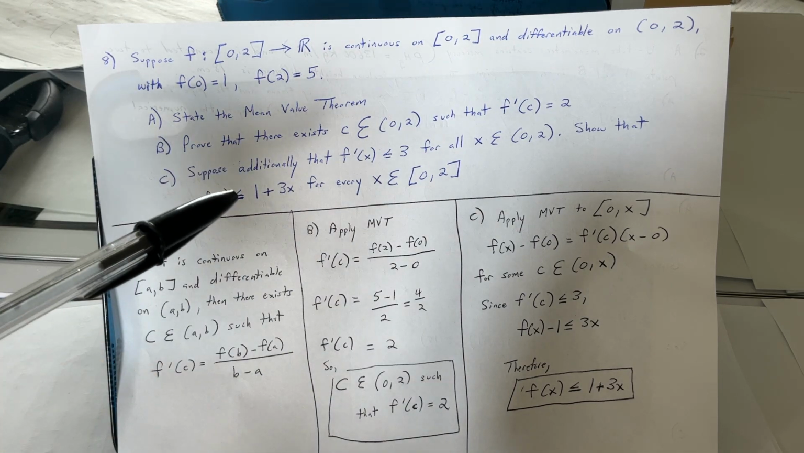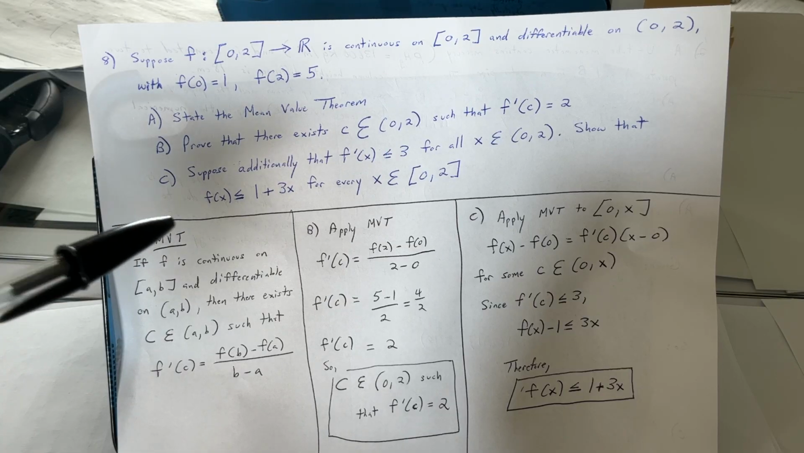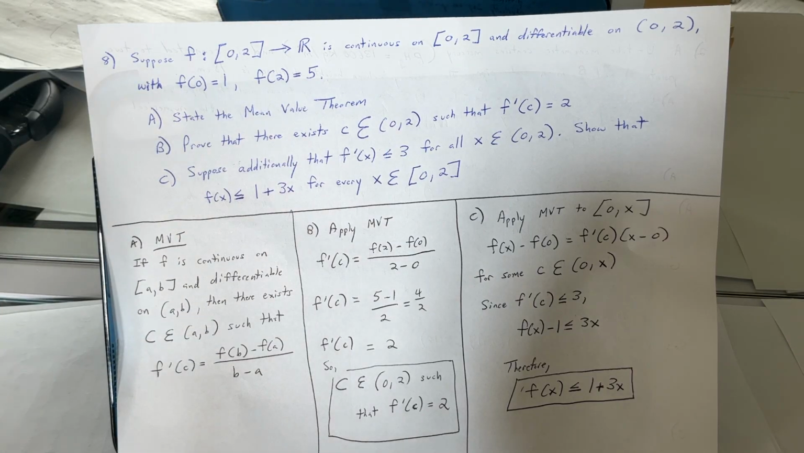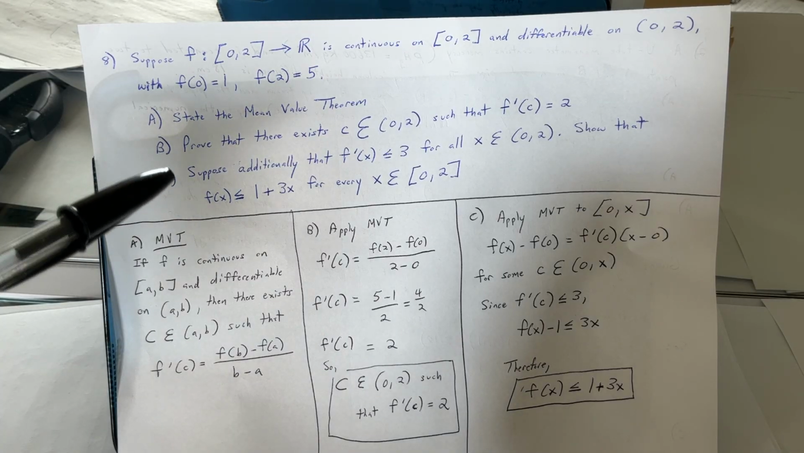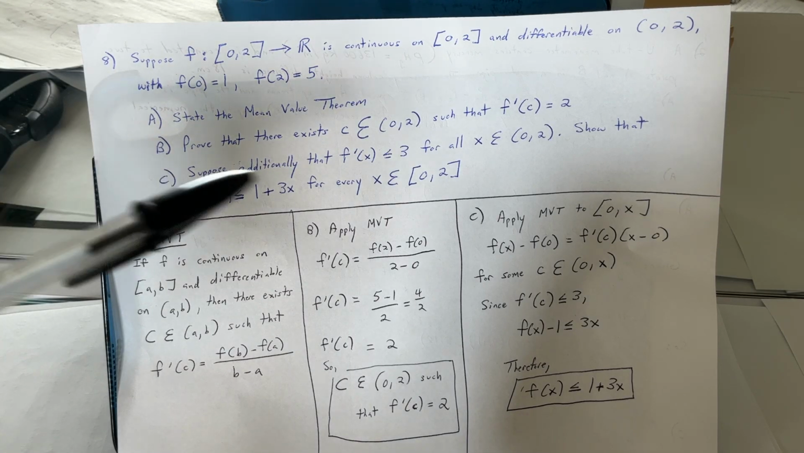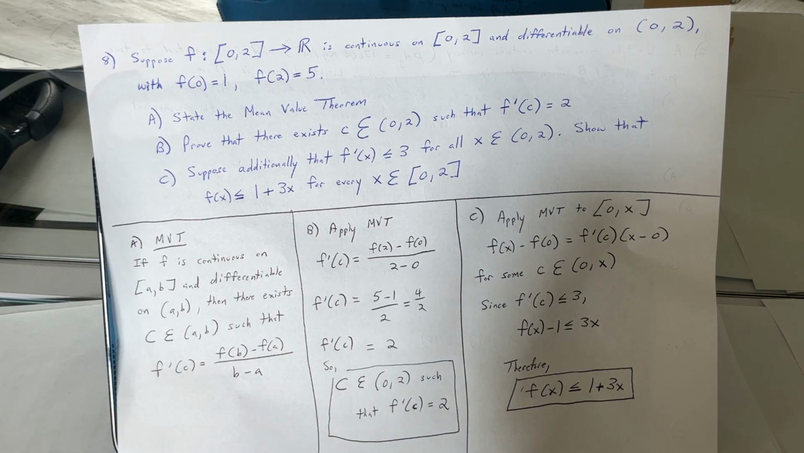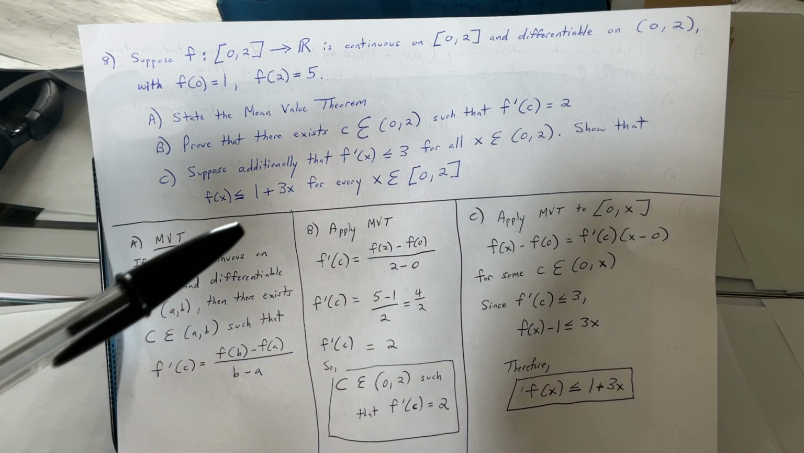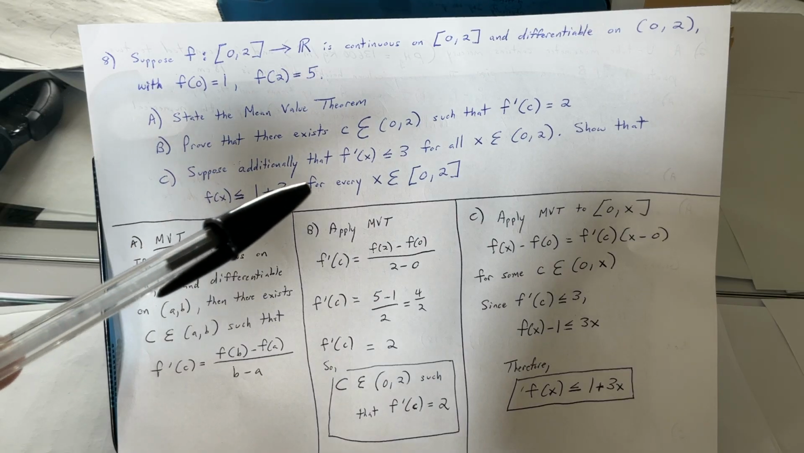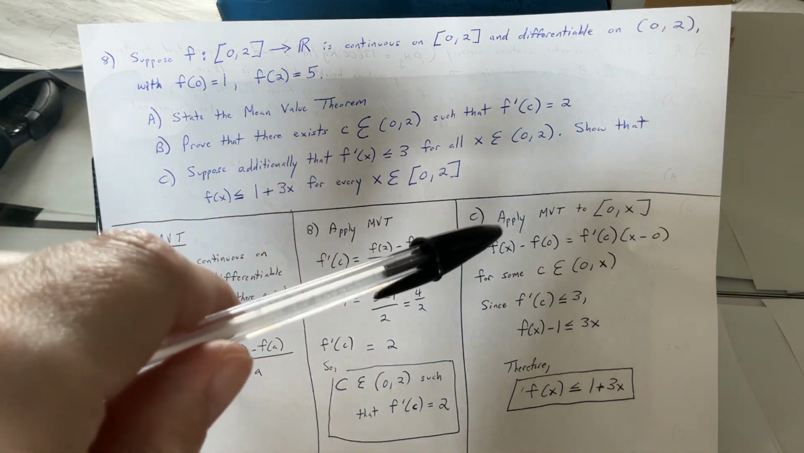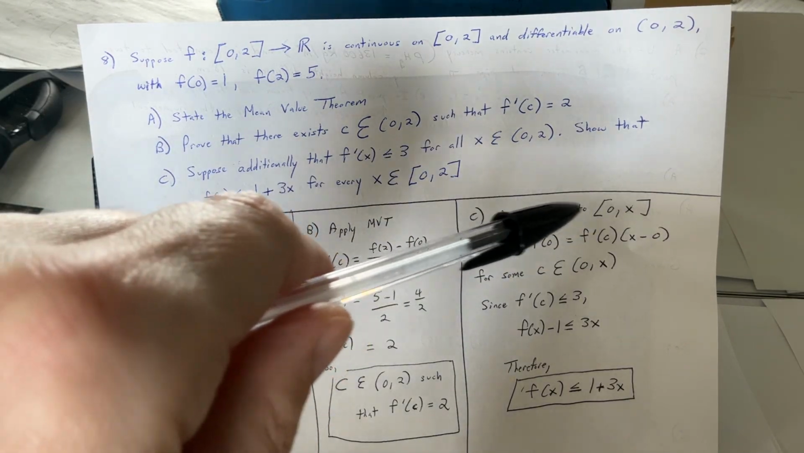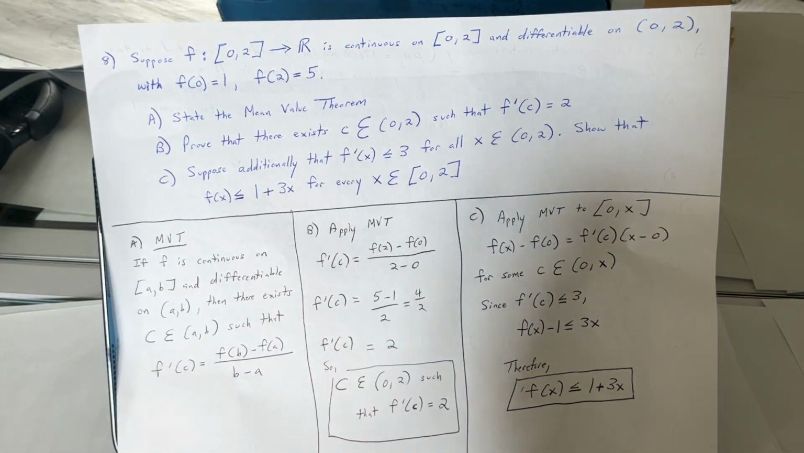Part C is more of the real analysis stuff. Well, everything is real analysis, but this would be one of the new things that you would learn in a real analysis course. Suppose, additionally, that f prime of x is less than or equal to 3 for all x in (0, 2). Show that f of x is less than or equal to 1 plus 3x for every x in (0, 2). So apply the mean value theorem to the interval [0, x].